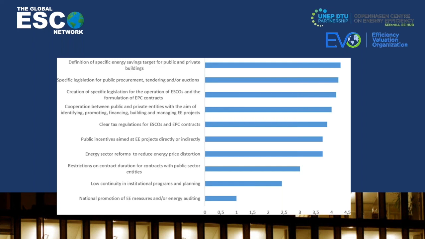But what we can see here is the three main regulatory barriers as identified by many ESCO associations in our analysis just before Christmas. There's simply a shortage of specific savings targets for public and private buildings. There's also specific legislation lacking for public procurement and tendering, and the creation of specific legislation for the operation of ESCOs is also lacking, including model contracts for energy performance contracting.